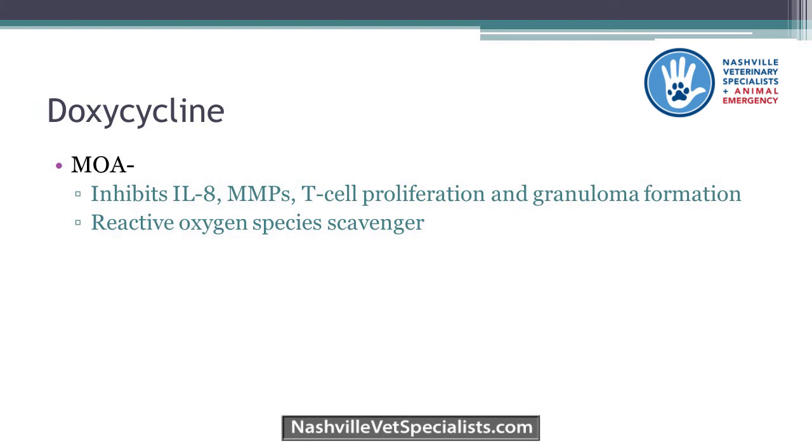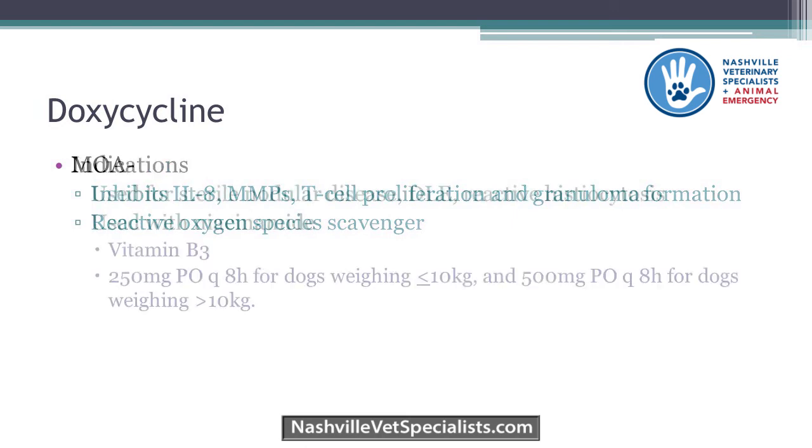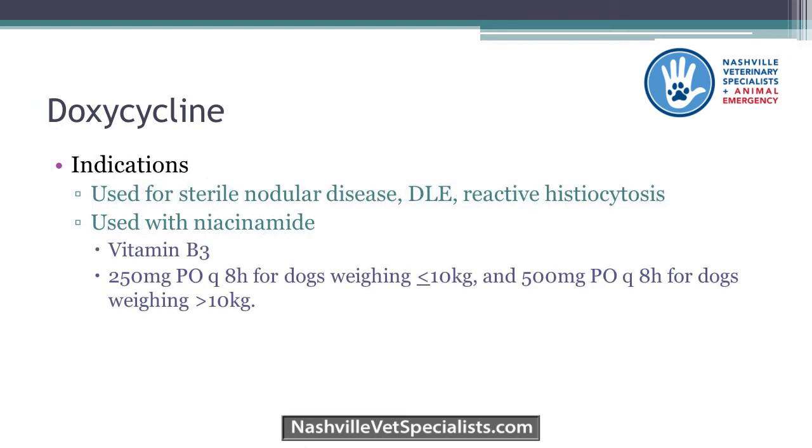GI side effects and esophagitis are things to worry about, but typically if you're giving it with food, you don't have to worry about those things. It's used primarily in dermatologic diseases for sterile nodular disease, discoid lupus erythematosus, and reactive histiocytosis. If I get a dog in, we call them the lumps, bumps, and draining tracts. They're the deep lesions that have draining tracts. They're diffuse. We don't know.